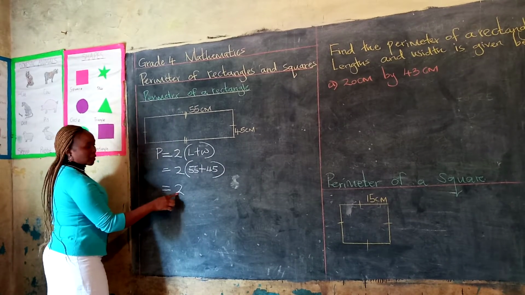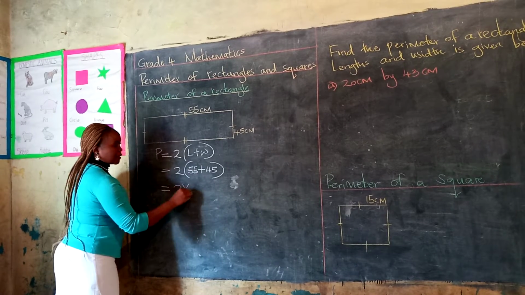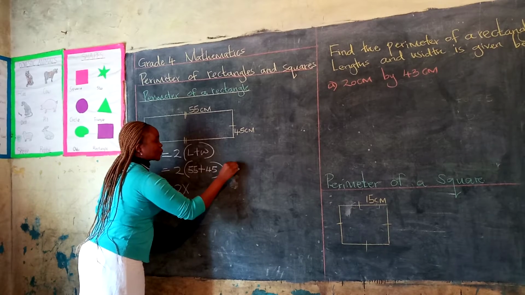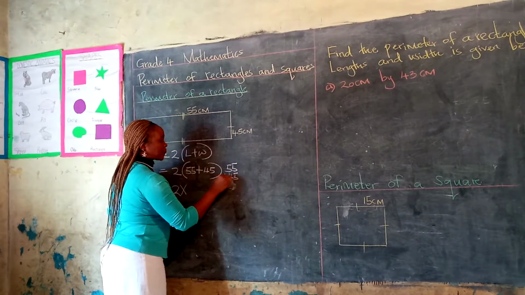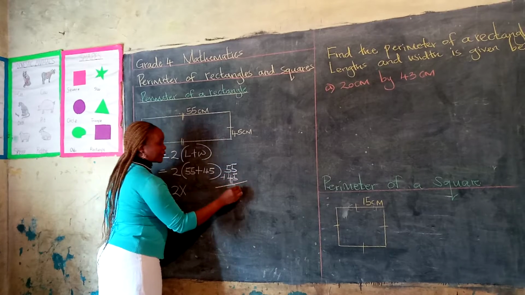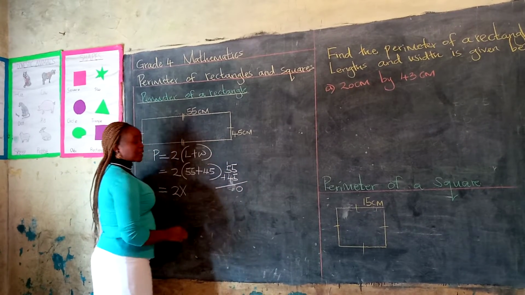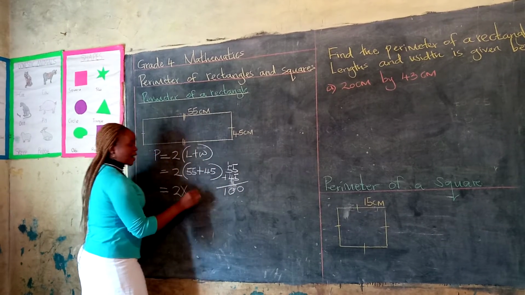We write our 2 here, then to remove the bracket, you times, then you add 55 plus 45. Now let's add together, I hope you are following. 5 plus 5 is 10. Carry 1. 1 plus 5 is 6. 6 plus 4 is 10. So we have 100.